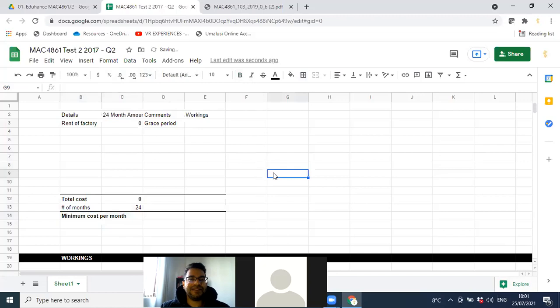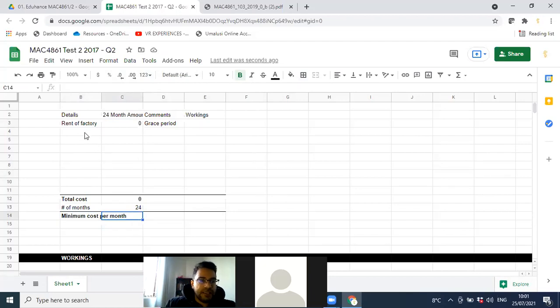Okay, so there's the setup. Now we know everything is sorted. In your case, you can already do the working if you're using Excel. I don't want to do the working yet. I'll do it at the end, so you can see what we're doing.